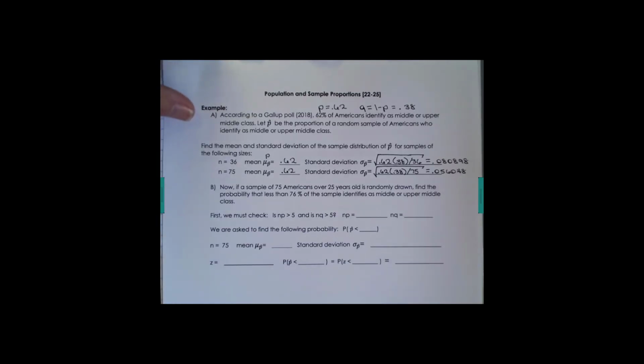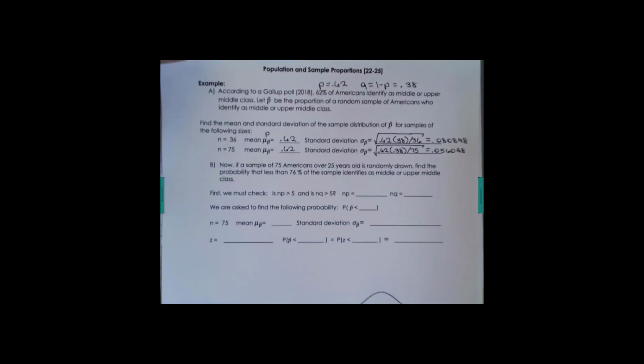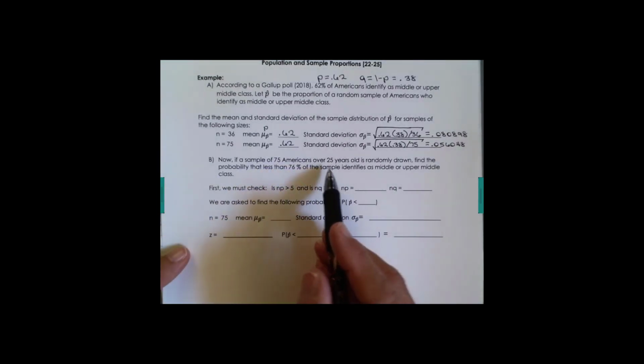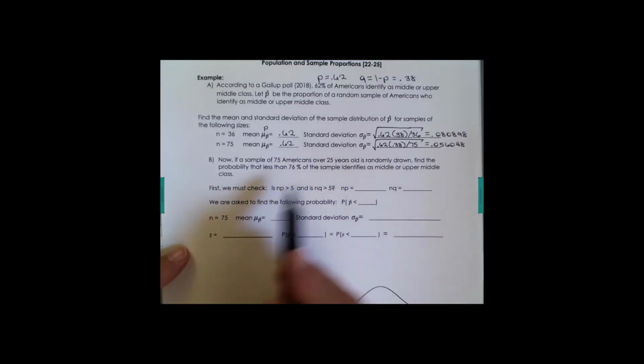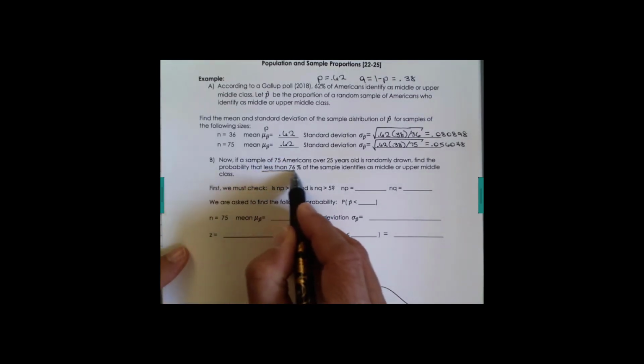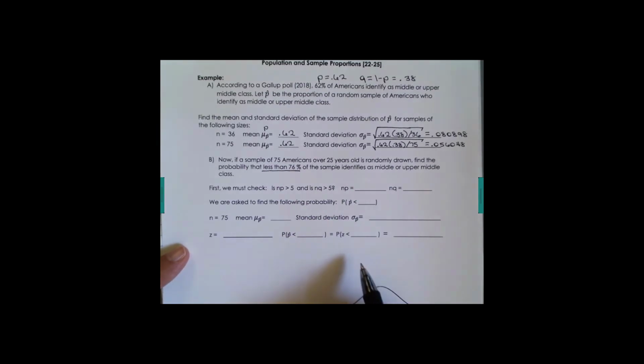Now let's take a problem. I've got a sample of 75 Americans. That's going to be N, isn't it? And I've even written it for you. N is equal to 75. They're over 25 years old. It's randomly drawn. I want the probability that less than 76% identifies middle or upper class.